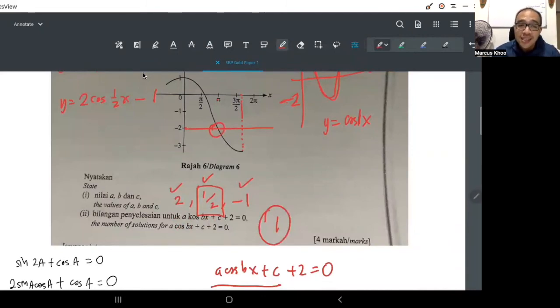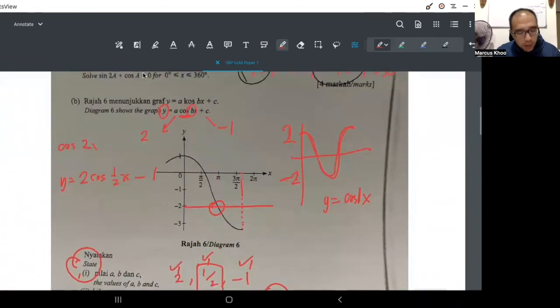Okay, that's it. So this is a 4-mark question, which actually means that there's no drawing required. You just have to state. Each one is 1 mark. State means you just have to know this.